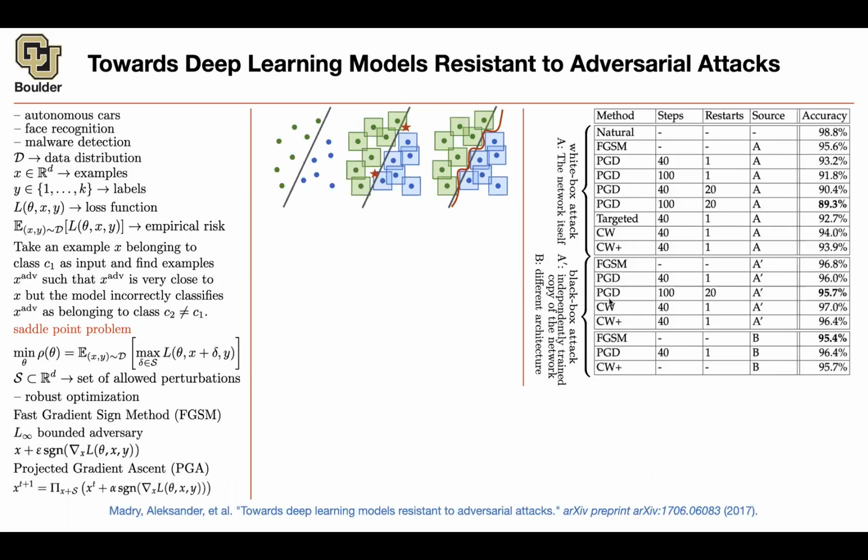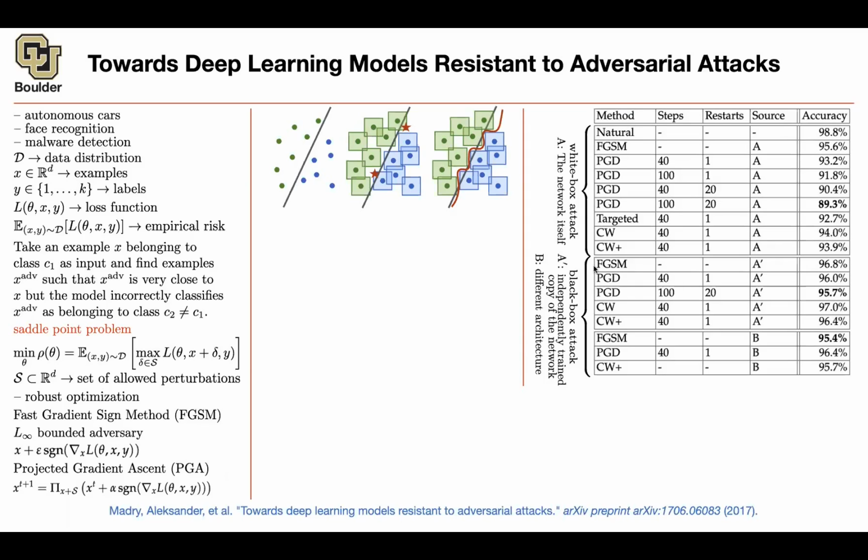Same thing is for CW. There is CW here, CW here. You can compare apples to apples. This is 97. This is 94. So a white box attack is more effective. If you have access to the original network, you are going to come up with better, more effective adversarial examples. And it's going to drop the accuracy more compared to when you don't have access to it.